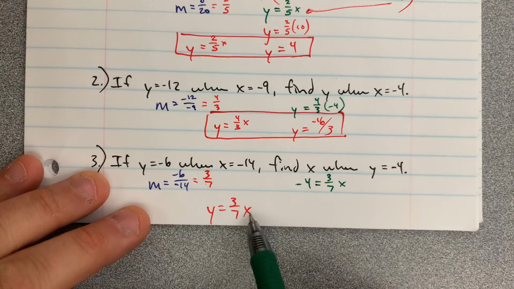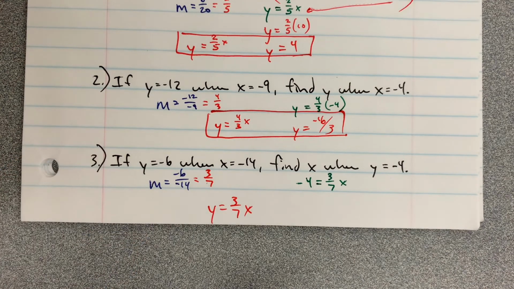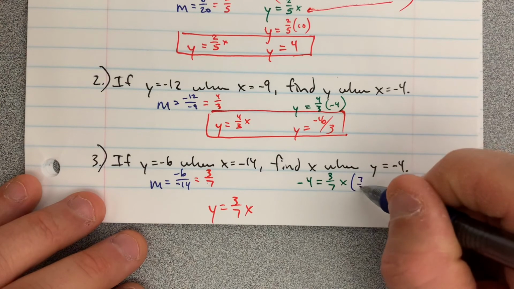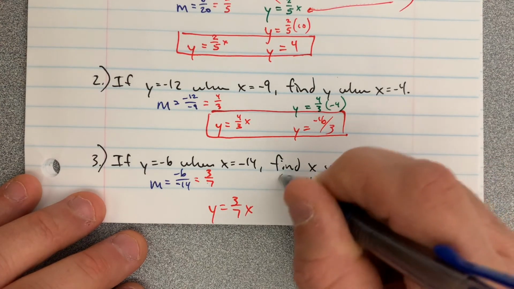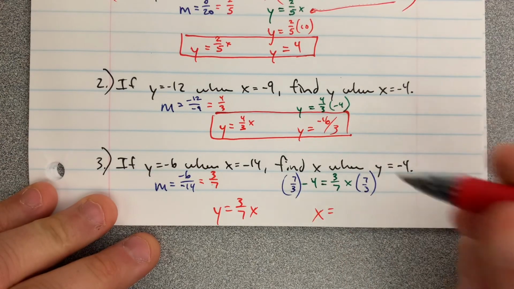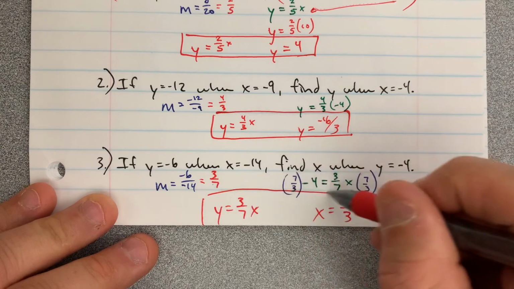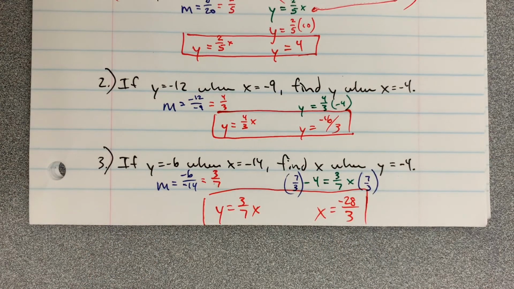We're trying to find x. They gave us y, so I plugged it in here. Now I'm going to solve the equation. Referring back to what we did earlier this year, we're going to multiply by the reciprocal on both sides. And when I do that, I'm left with an ugly number, but it is what it is: negative 28 over 3. So that's using direct variation. Good luck.